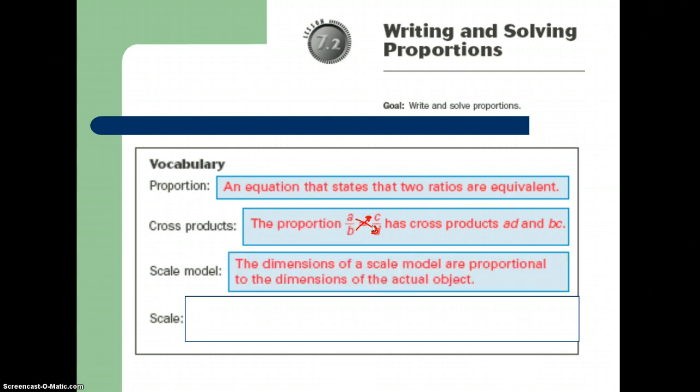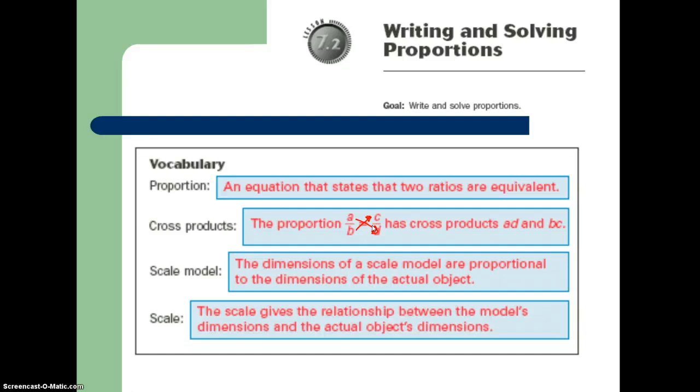The dimensions of a scale model are proportional to the dimensions of the actual object. The scale gives the relationship between the model's dimensions and the actual object's dimensions.